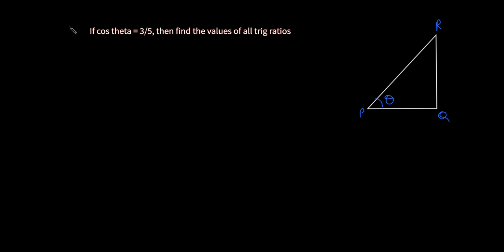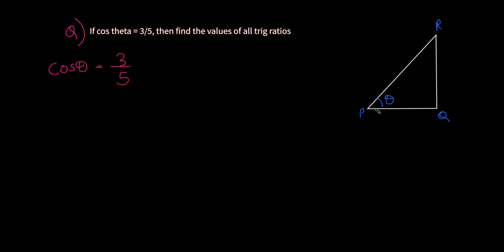So here we have a question. If cos theta is 3 upon 5, then find the values of all trig ratios. Now pause the video and find the values yourself. Now I'm going to solve this question. Let's see if your answers are correct. Now given that cos theta is 3 upon 5.